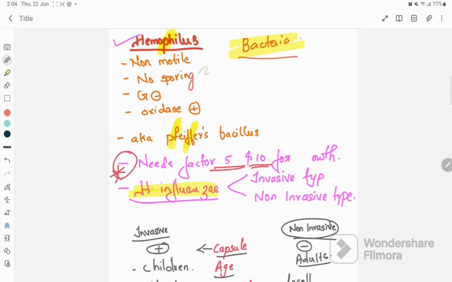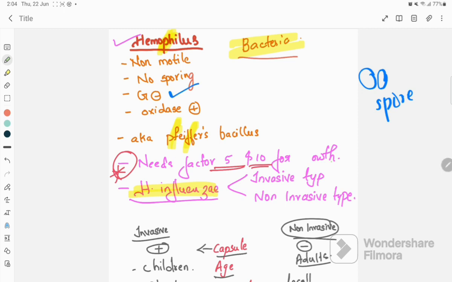It is a non-sporing organism. See, there are bacteria which will form spores, right? When the environment is not right for them, they remain in a spore form, and once the environment becomes right for them to grow, they come back to their normal state of bacteria. So this Hemophilus is not like that. I told you it is very lazy. So it is a non-sporing organism.